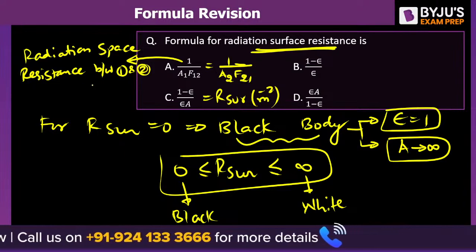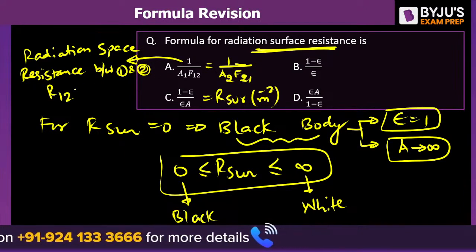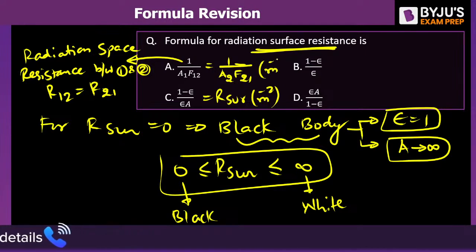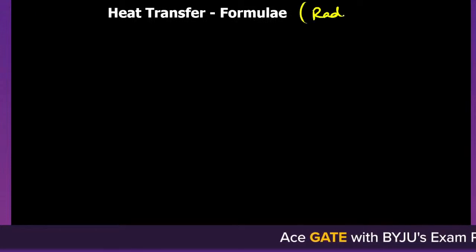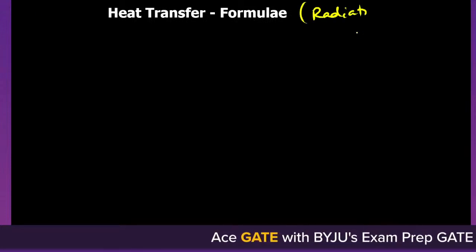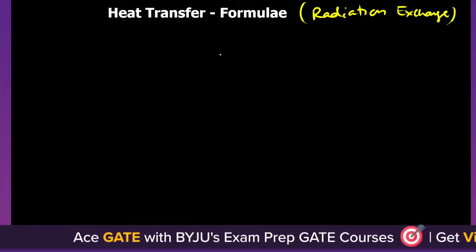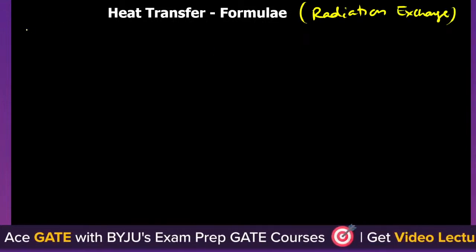Radiation space resistance between 1 and 2, we can also call it R1 to 2 or R2 to 1, is given by 1 upon A1 F1 to 2. The unit is still meter to the power minus 2. So these are the resistances. Whenever we talk about the net radiation exchange between black bodies, there are two resistances only.